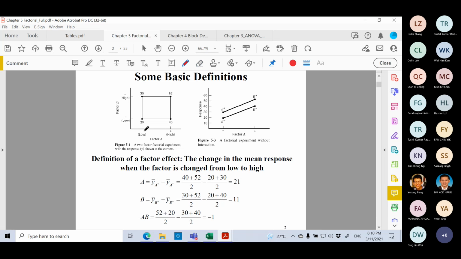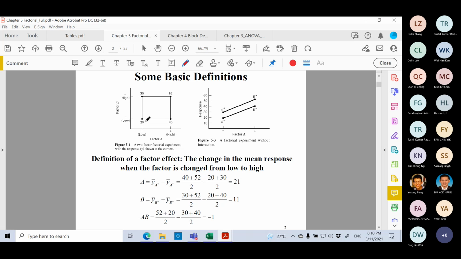Here is the low level, which we denote as negative. This one is the high level, which I denote as positive. Similarly, for factor B, we also have a low level and a high level. We do not compare more than 3 levels here, for the illustration. Of course, later on, we can extend our idea to 2 factors with many levels. These are the values we obtain from the experiment.